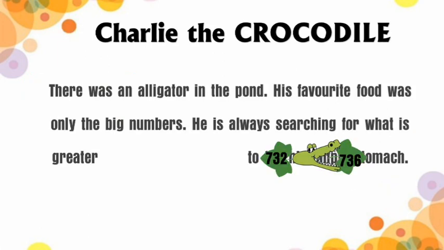Now Miss will read a short story, Charlie the Crocodile. There was an alligator in the pond. His favorite food was only the big numbers. He is always searching for what is greater to fill his empty stomach. Do you know, as this alligator is always hungry, this time it ate 736 leaves from a bundle.